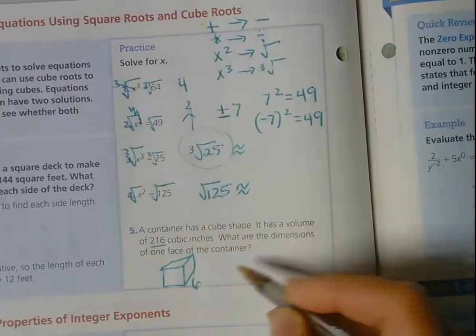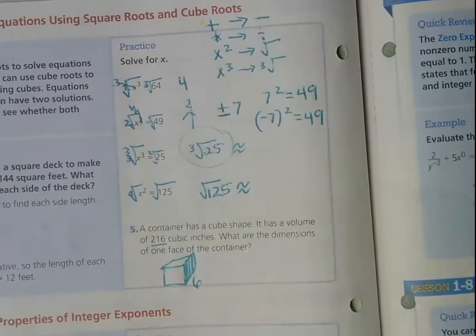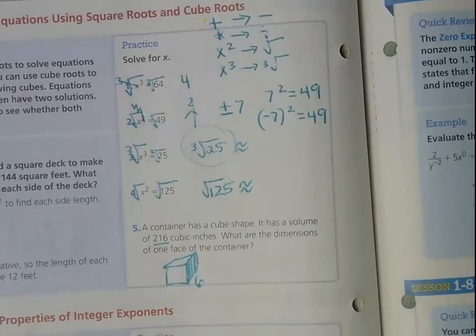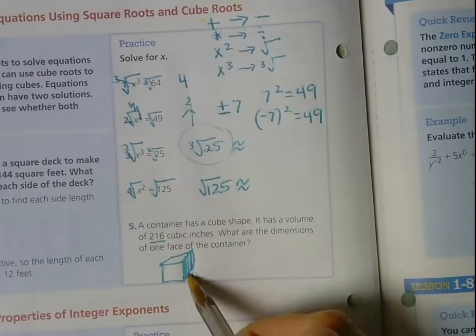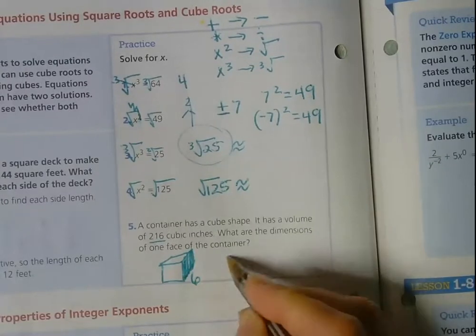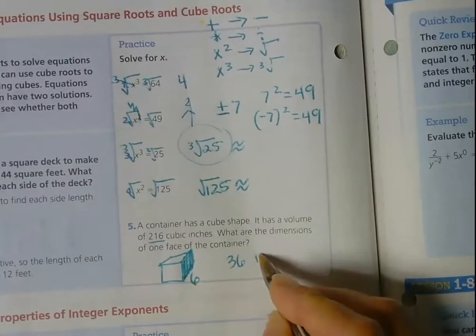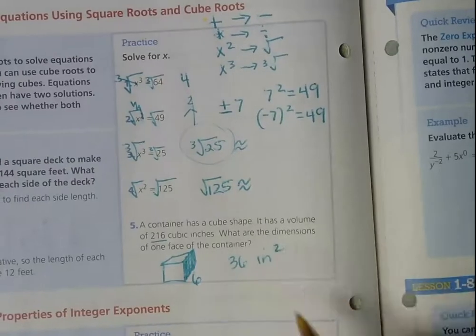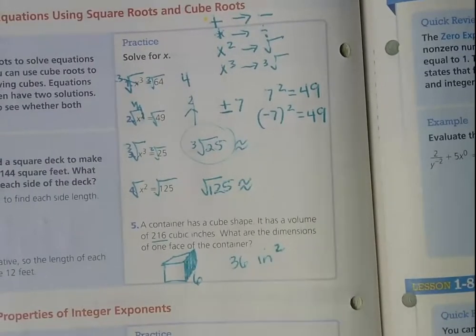But it's asking for the face. So again, make sure that you guys are reading the directions carefully. We had one like this on our mid-topic quiz. So the area of one side, we have to do 6 times 6, which is 36. And that would be square inches, because it's two-dimensional.